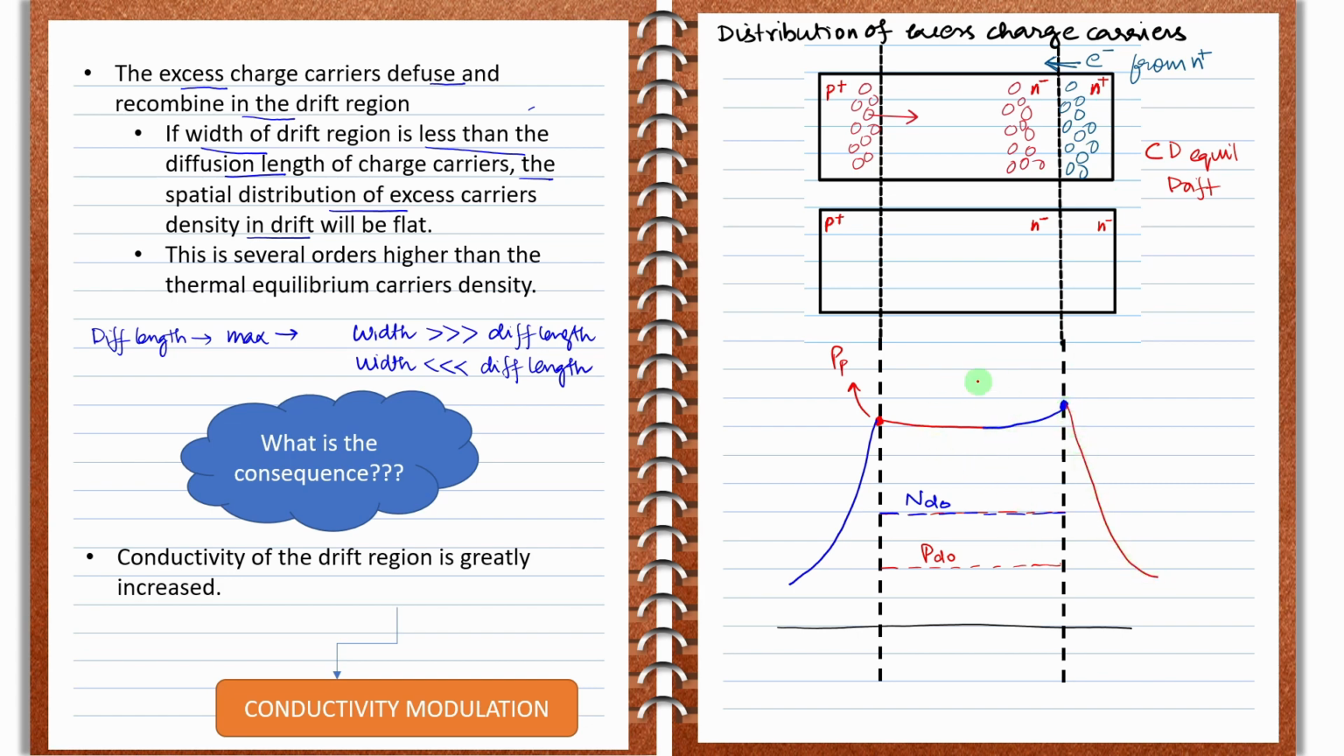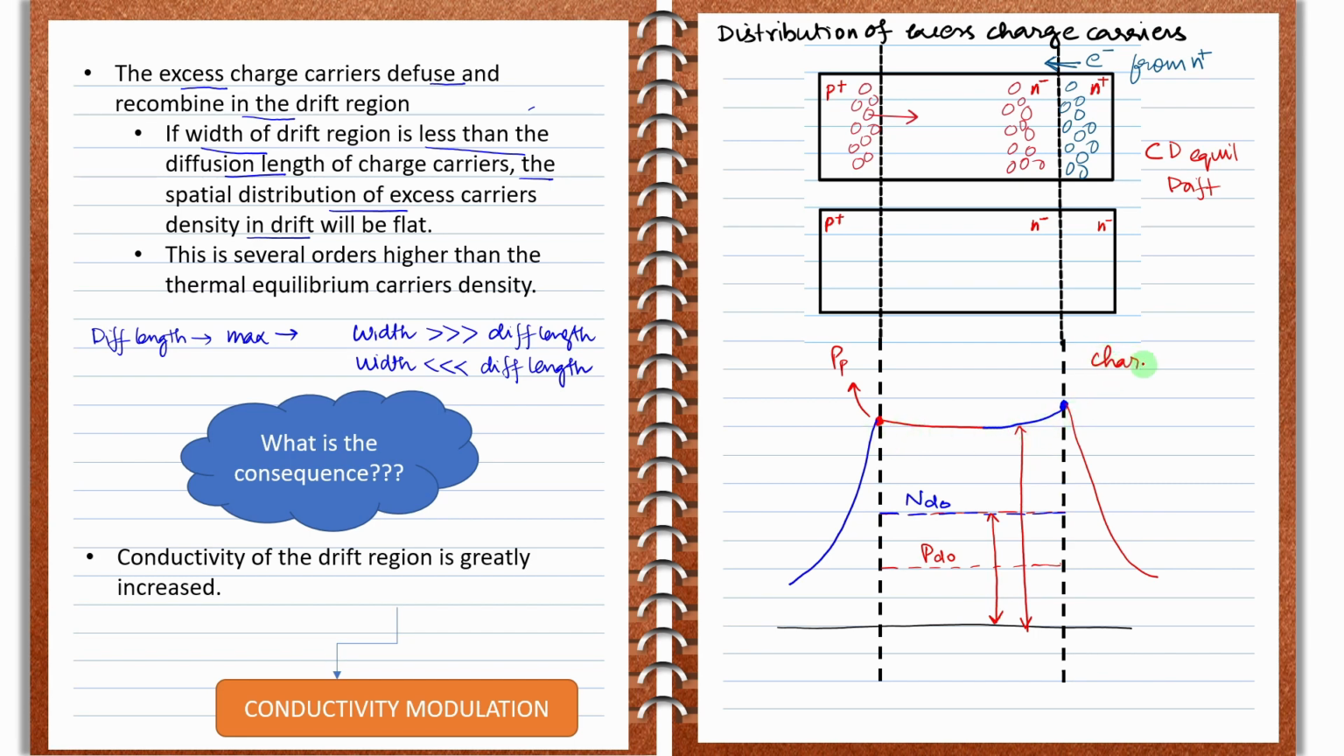But look at this point here. Initially, the charge carrier concentration was this, at equilibrium. But now the charge carrier concentration has increased by orders of magnitude. You can see clearly that the space charge distribution is flat. Now, what is the consequence of this increased charge density? I hope it's clear. You can see that there is an increased charge density.